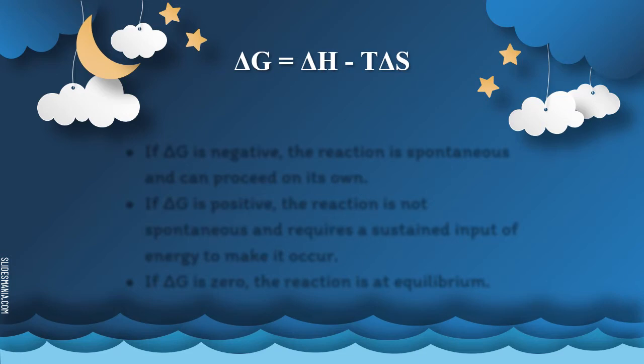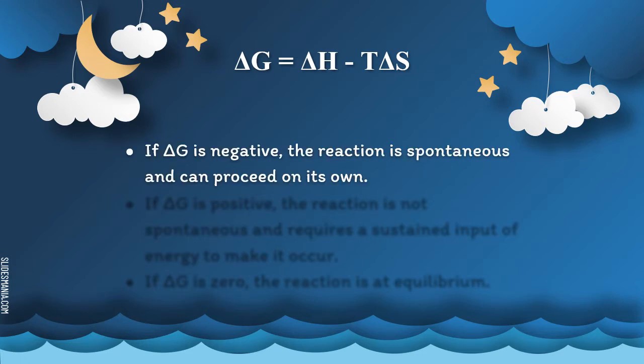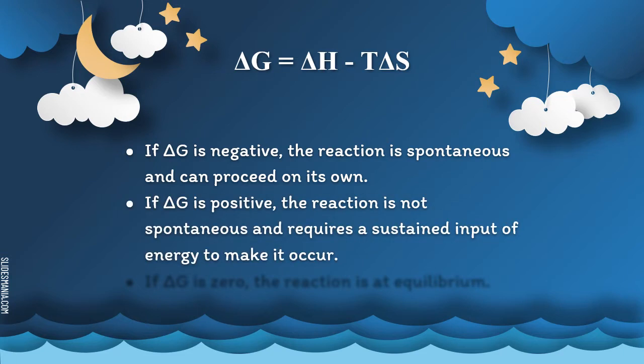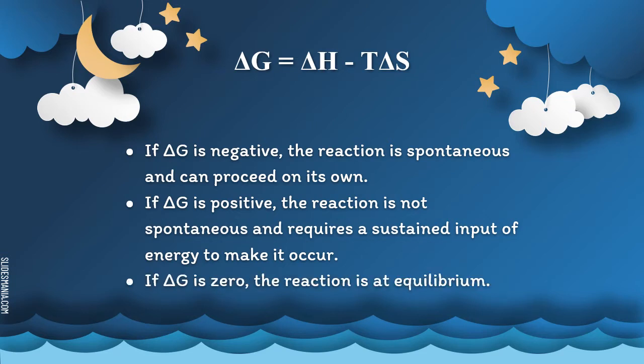Just like delta S and delta H, delta G's sign convention means different things. If delta G is negative, the reaction is spontaneous and can proceed on its own. If delta G is positive, the reaction is not spontaneous. And this is the reverse of our delta S, so don't be confused. Meanwhile, if delta G is 0, the reaction is at equilibrium.